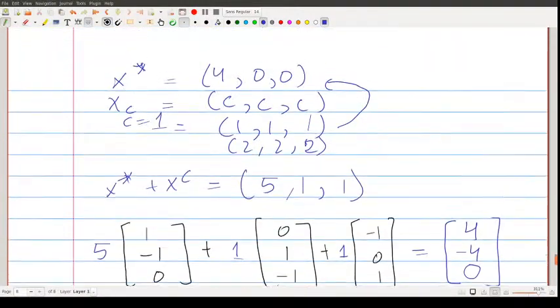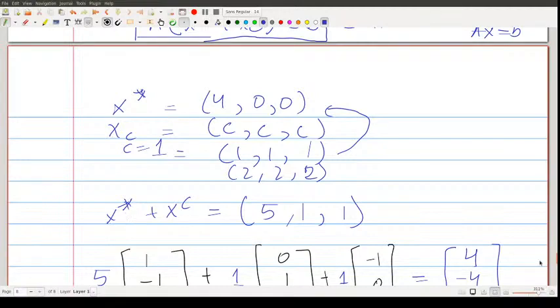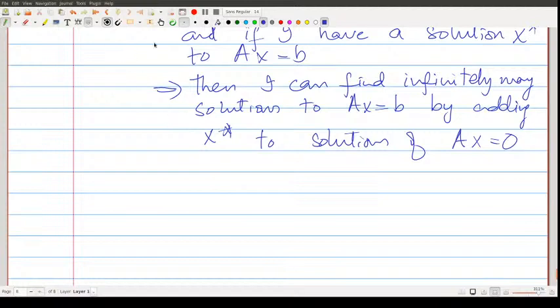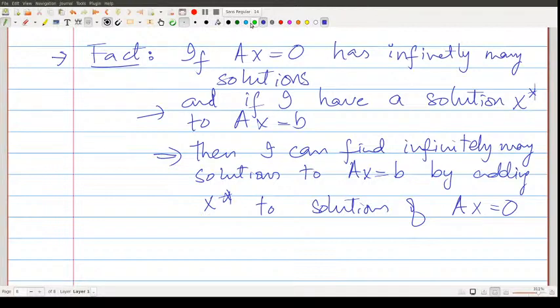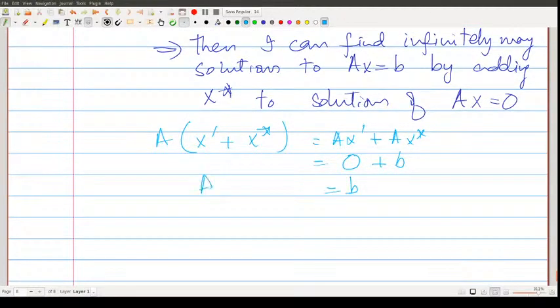And that's exactly what we did right now. I had some solution to AX equals 0, I added them to my solution of B, and this is immediately clear, right? Let's make this more precise. If this had a solution X prime and this had a known solution X star, then if I add X prime to X star and multiply by A, I get AX prime plus AX star. I knew that X prime was a solution to AX equals 0, so A times X prime gives me 0, plus B, so I have another solution. So A times X prime plus X star gives me a new solution to AX equals B, right?